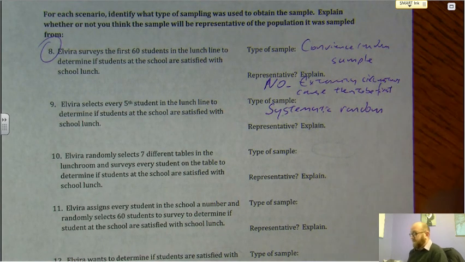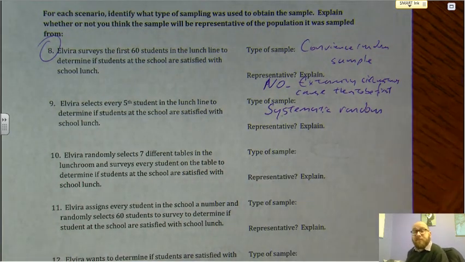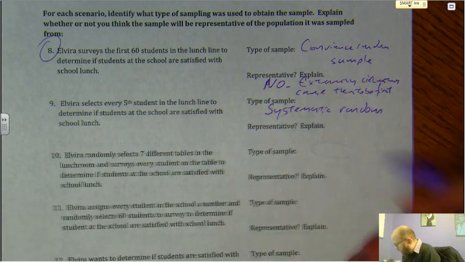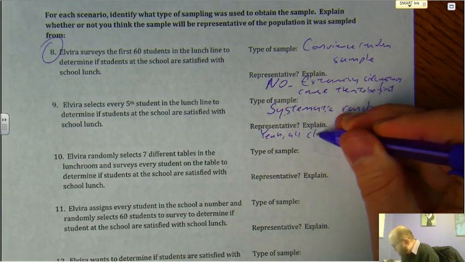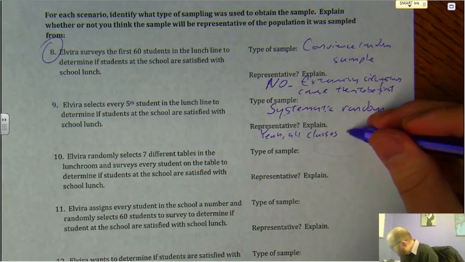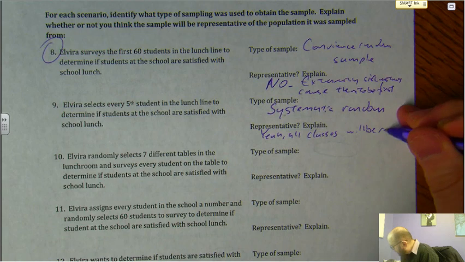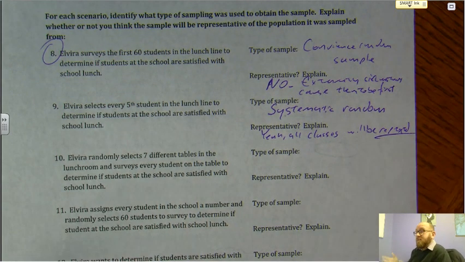Okay, and et cetera. So for all of them, just go through, look at it, and then when it asks you the representative question, is this systematic random sample going to be representative? Yeah, probably. All classes, whether the teachers let them out early or hold them late, will be counted. Yeah, everyone's represented. Okay, so that's it. That's all we got to do.